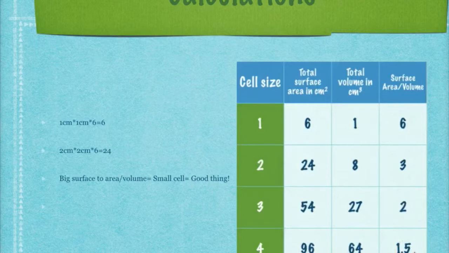That tells us that a cell with a big surface area to volume ratio is a small cell, which is a very good thing, because we know as the cell gets larger and larger, the surface area is increasing, so is the volume, but they are growing at a different rate. And this is why surface area to volume ratio is very important, because we get a smaller surface area to volume ratio when the cells get bigger.